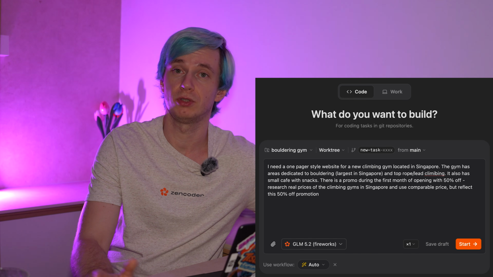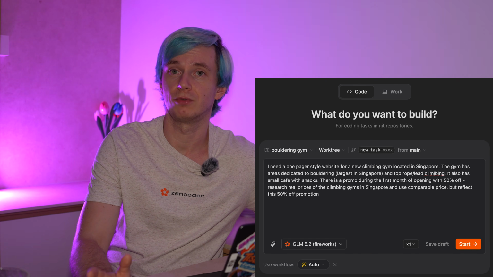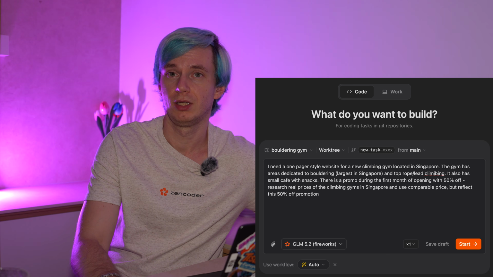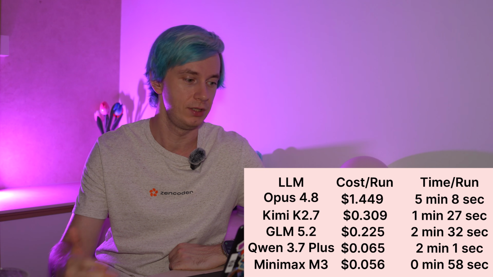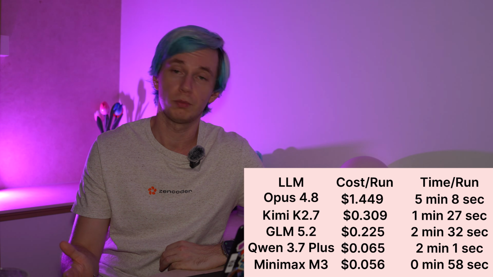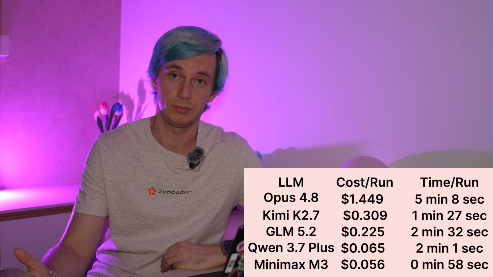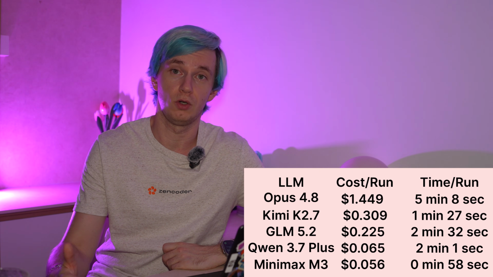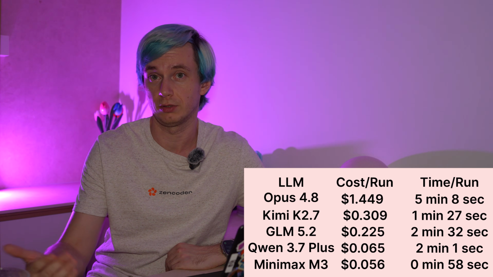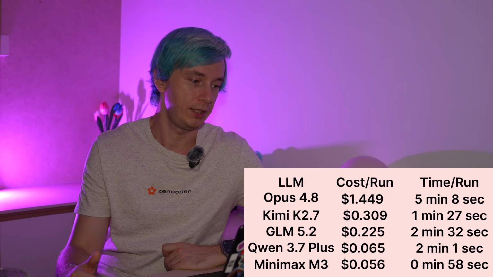So the first task I gave to the models was to create a one-pager for a new bouldering gym opening in Singapore. No particular reason why it is bouldering. I also used the same prompt with Opus 4.8 just to compare the results and compare the costs and speed. And well, indeed, Opus 4.8 cost significantly more, right? In some cases, Opus cost around 20 times more or even higher compared to, let's say, Qwen.